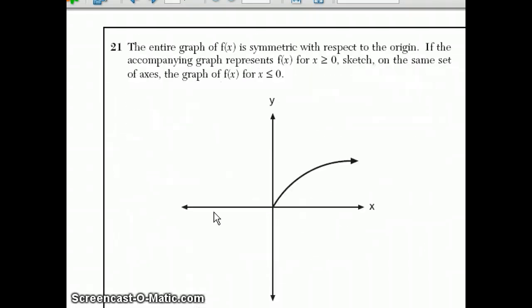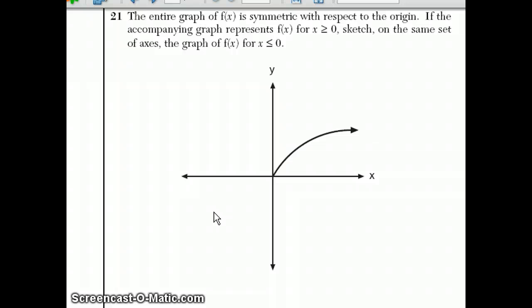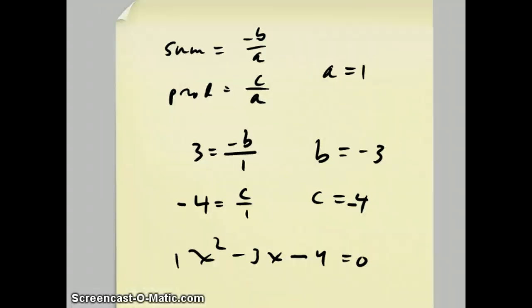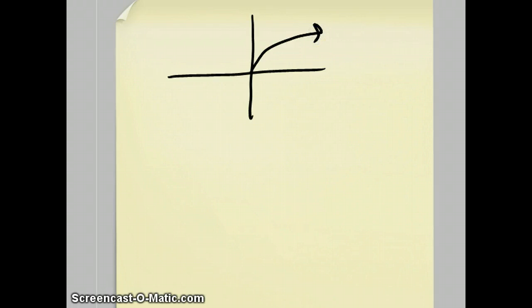Now we'll get started on the part 2s. The very first question, they want you to take this graph, which looks like y equals square root of x, and they want it to be symmetric with respect to the origin. Well, there are different types of symmetry. If it was symmetric with respect to the y-axis, the other piece would look like that. If it were symmetric with regard to the x-axis, the other piece would look like that. But in this case, they say it's symmetric with respect to the origin.